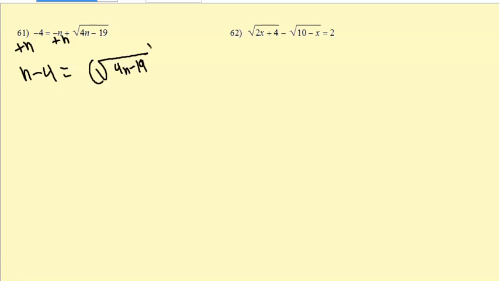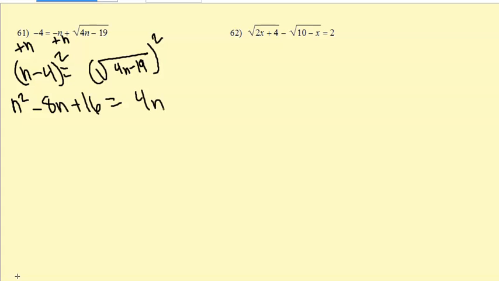To get rid of that square root, we're going to square both sides. So there we get n squared minus 8n plus 16 equals 4n minus 19. We have a quadratic equation, so we want to move everything to one side of the equation until we have 0 on one side of the equation.